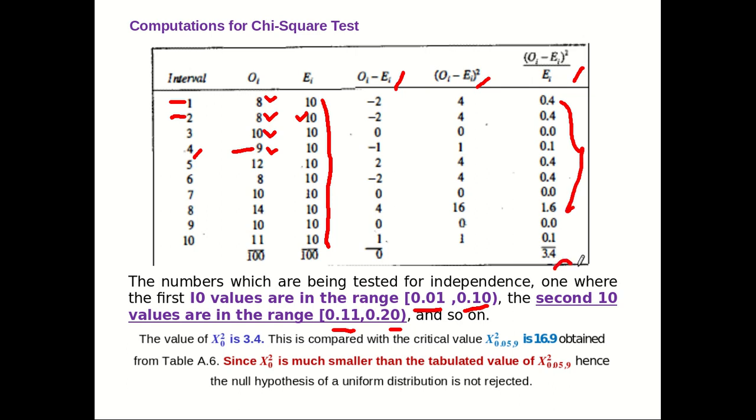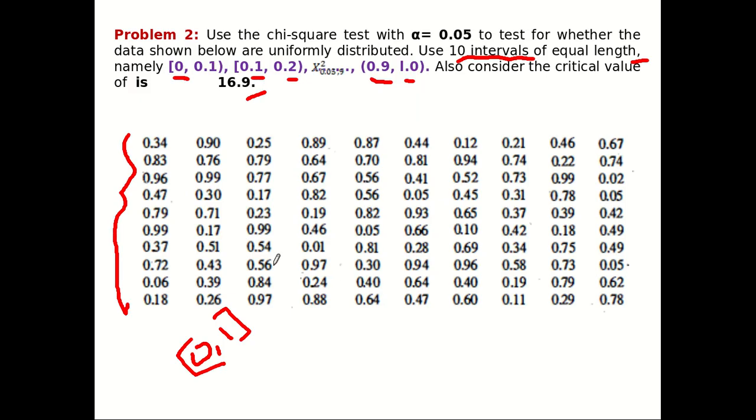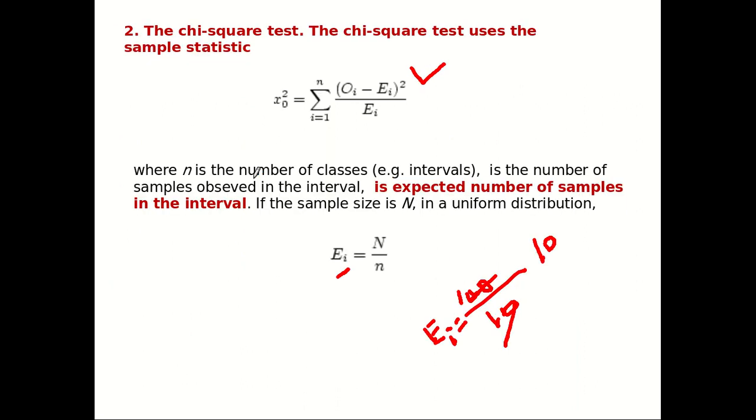We will get 3.4, and this 3.4 value is compared with the critical value. The 3.4 is less than the critical value, hence the null hypothesis is accepted. We don't have sufficient evidence to reject it. So we can say that all these random numbers, generated through some random number generator scheme, are uniformly distributed between 0 to 1.